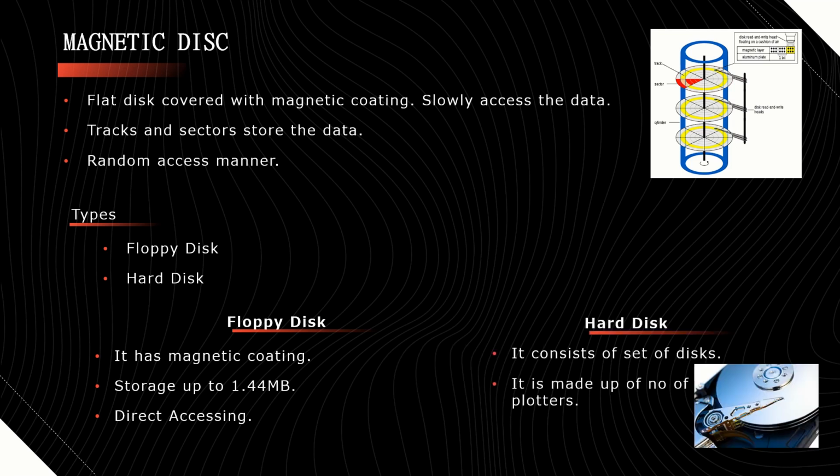Hard disk. The hard disk consists of a set of disks that are stacked together. Here the data is stored except on the top and bottom disks. This is made up of a number of platters. Each platter consists of a number of tracks and sectors which are used to store the data.